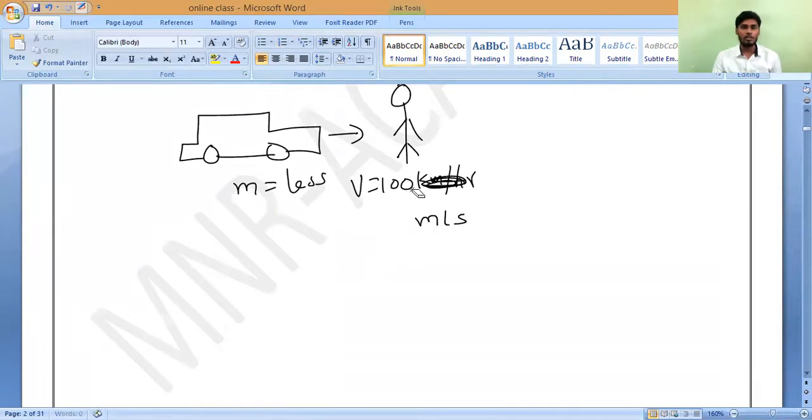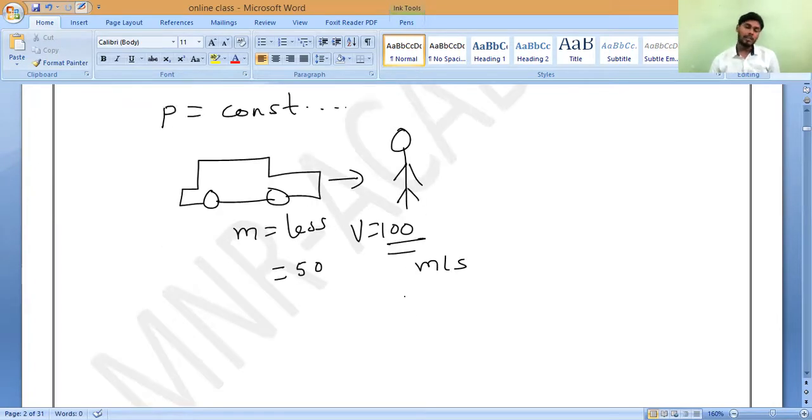Shall we take values also? Can I consider the car mass to be 50 kg? Yes, sir. So mass is equal to 50 kg. Let us imagine it is coming with 100 meter per second. Now, if it comes and hits me, what is the momentum acting on me?